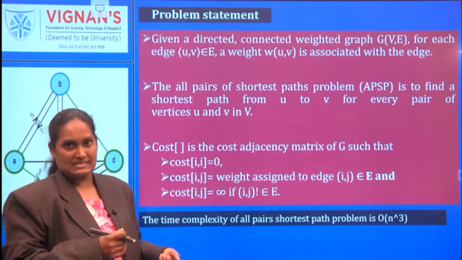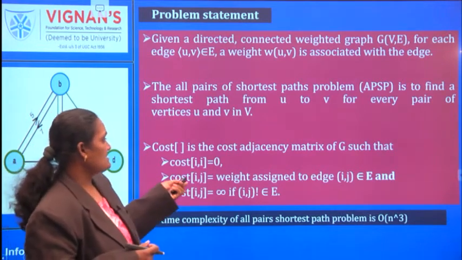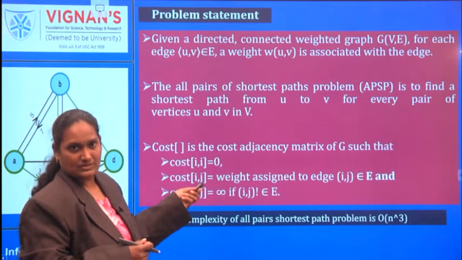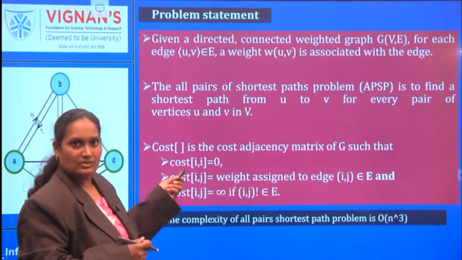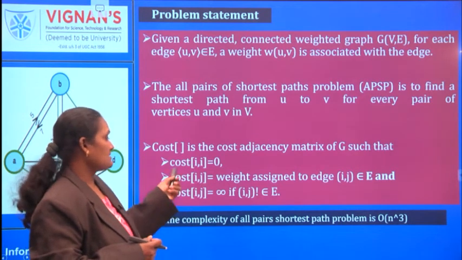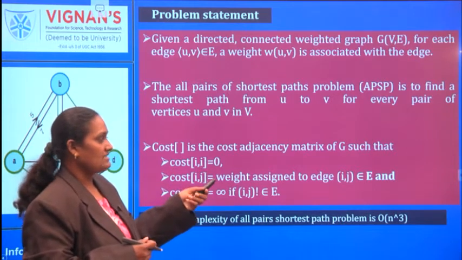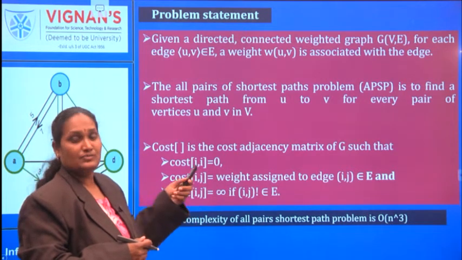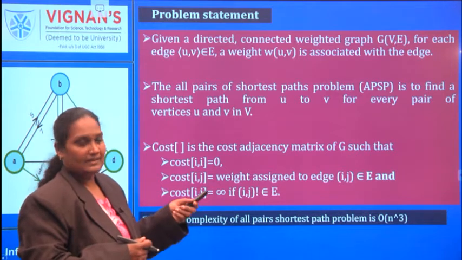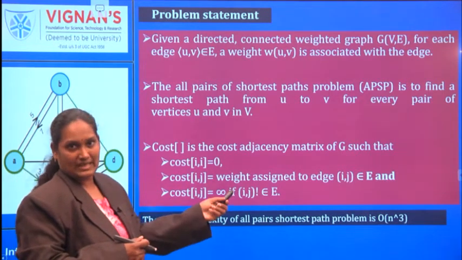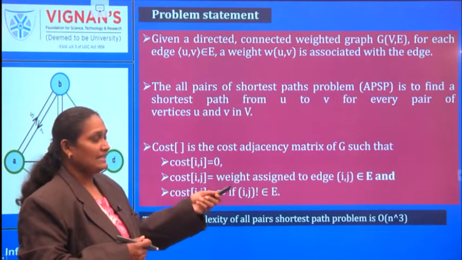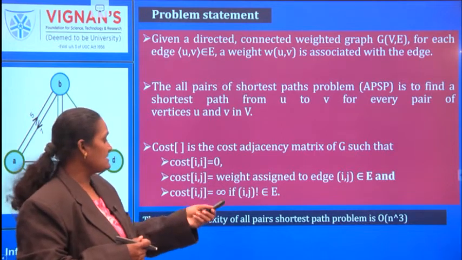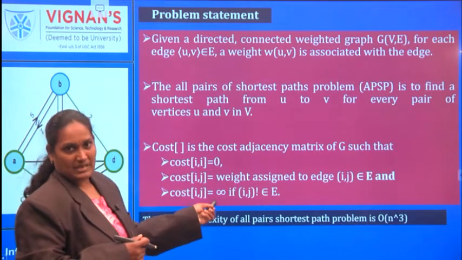Now how can the cost adjacency matrix be represented? The cost adjacency matrix of a graph G can be represented as cost(i, i) is equal to 0. That is, traveling from a node i to itself is considered as 0. Cost(i, j) is the weight assigned to the edge ij if ij belongs to the edge set E. That is, if there is an edge from i to j, then cost(i, j) is equal to the weight assigned to the edge. If there is no edge between i and j, where i is one vertex and j is another vertex, in that case, cost(i, j) becomes infinite.